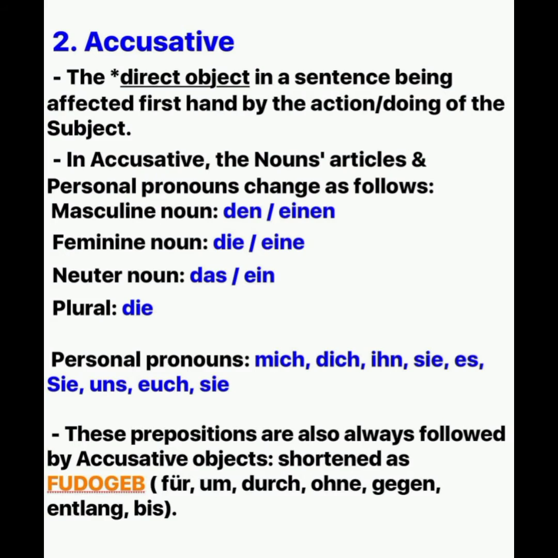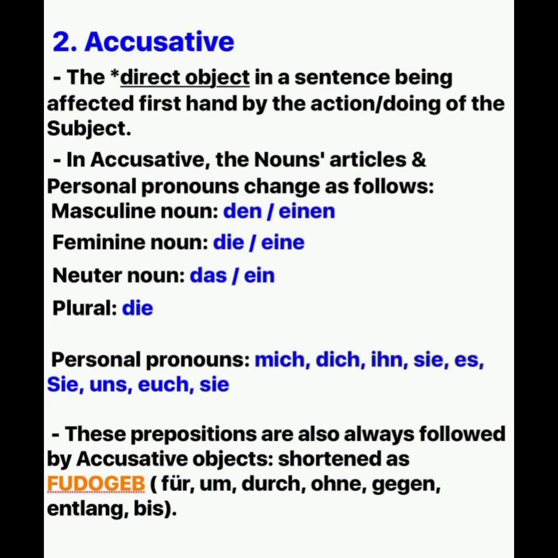Okay, then let's see the accusative. What do we mean by the accusative? Accusative is simply the direct object in a sentence, the direct object being affected firsthand by the action of the subject. So accusative is the object that receives the action from the subject. The normal sentence arrangement is subject, the person doing the action, then the verb, and then the object. This direct object is what we call accusative. Are we together up until there?